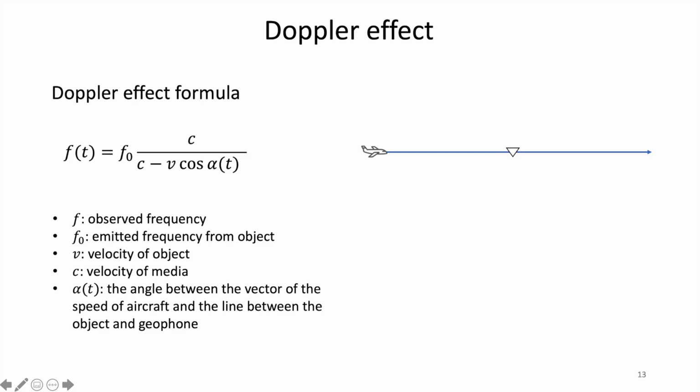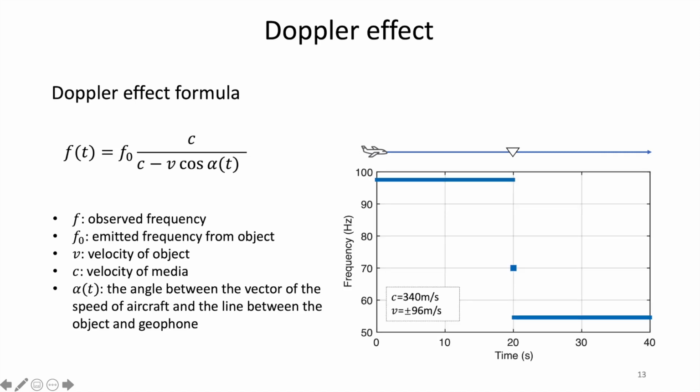This means we observe on the trajectory line of the aircraft. This figure shows the observed frequency along the time from an aircraft moving at a constant velocity.